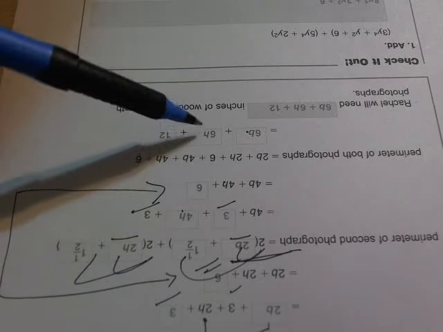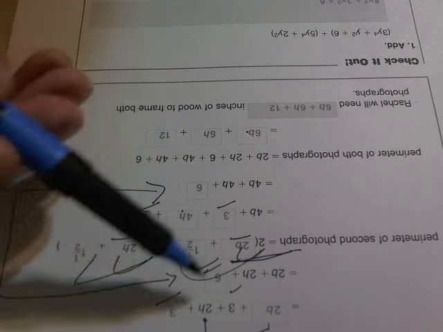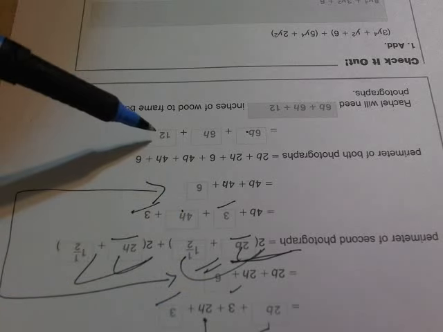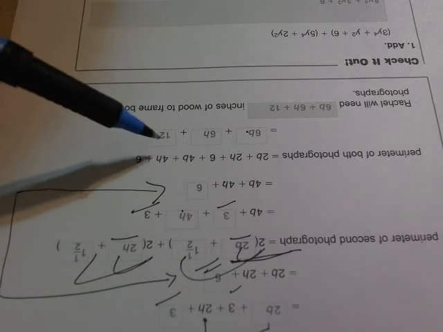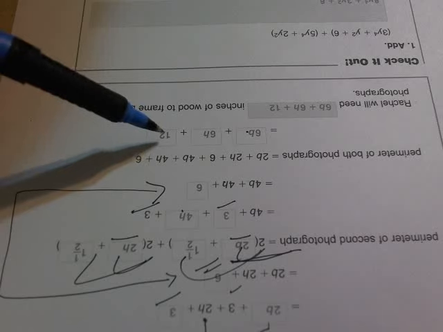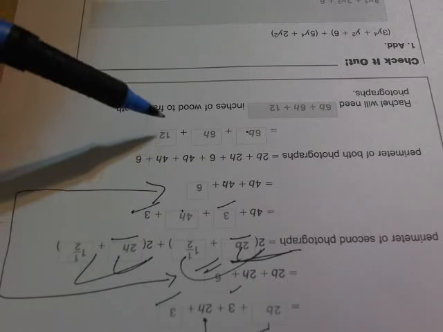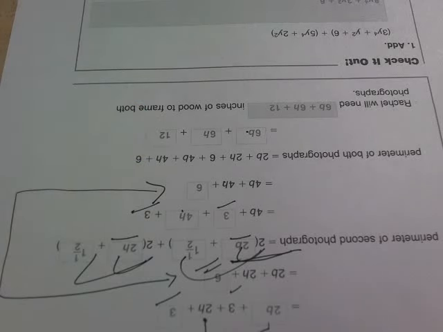2H and 4H is going to go together to make 6H, and 6 and 6 is going to go together to make 12. So the perimeter of the frames together here, how much wood does she need? 6B plus 6H plus 12, where we change B and H into the length and width, and that will represent how much wood she needs to frame both pictures.